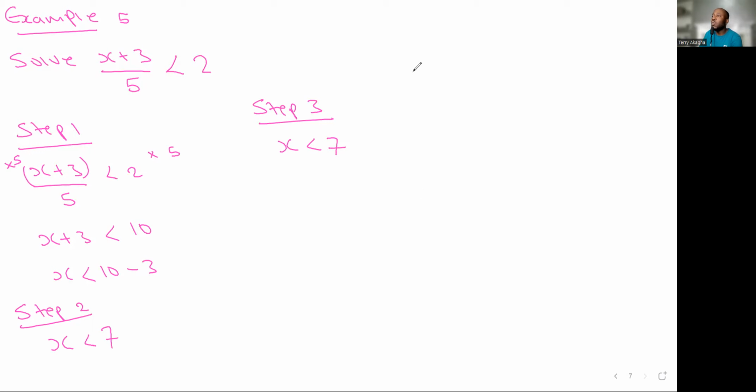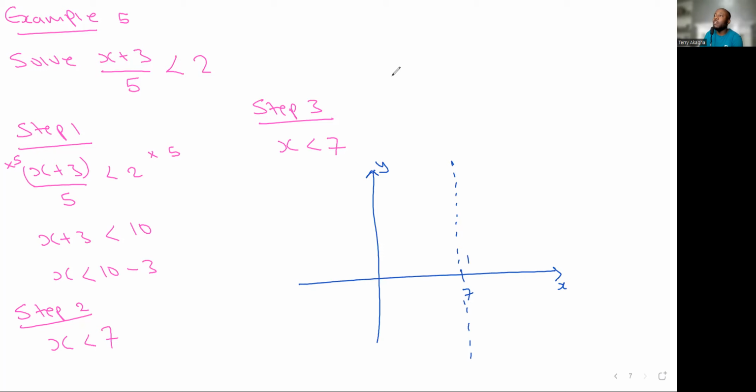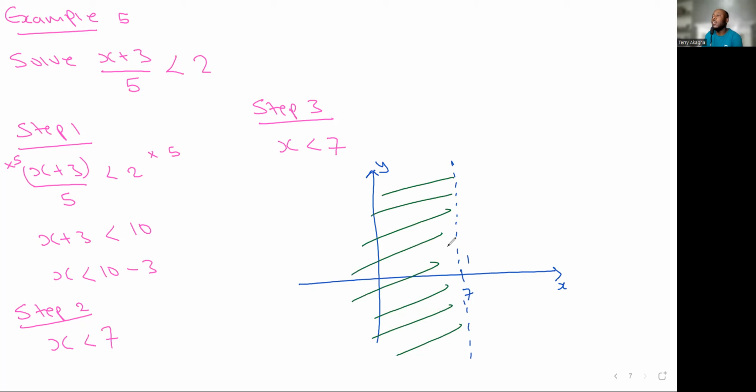You can also be told to sketch this, same thing. Let's assume this is 7, and this is x, and that is y. Less than, we're going to use a dotted line. And because it's less than, we have to shade to the left for this. So the answers for this inequality will be on the left-hand side of this graph. Okay? All right, and that will be that for that.